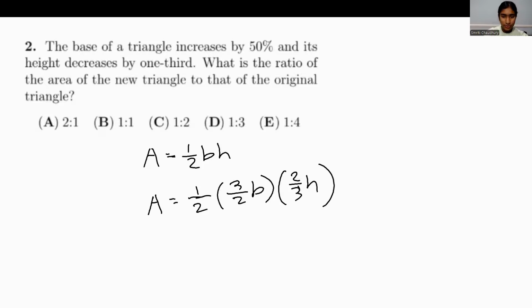And now 3/2 can cancel with the 2/3 because multiplied, that's just 1. So now we've got half BH. So the area of the original triangle is the same as the area of the new triangle. So the ratio of their areas would be 1:1, which means our answer is B.